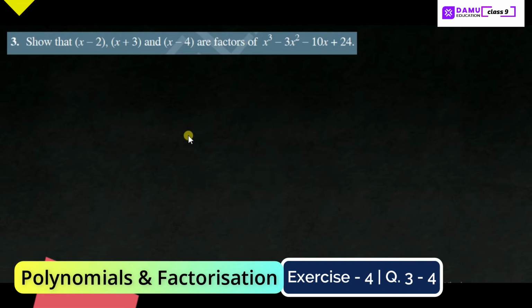So in this module, we are going to discuss the third question, that is, show that x minus 2, x plus 3 and x minus 4 are factors of the given expression. So according to the factor theorem, let's see what the factor theorem is.